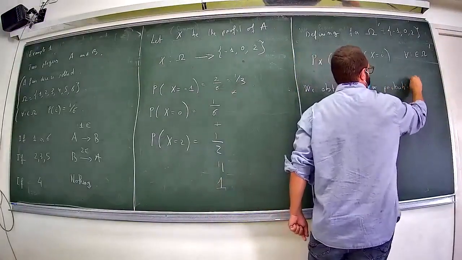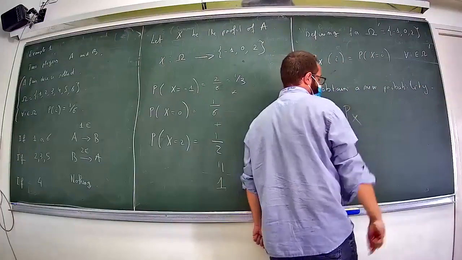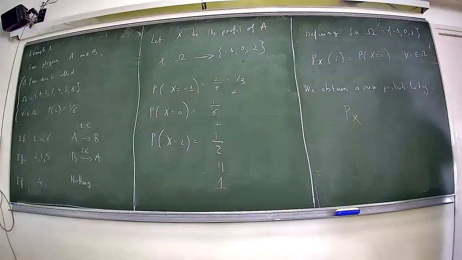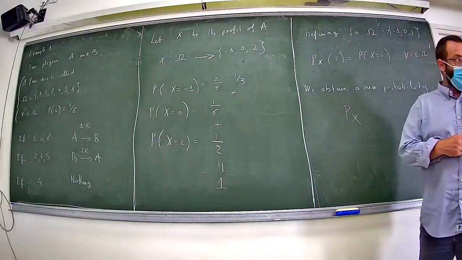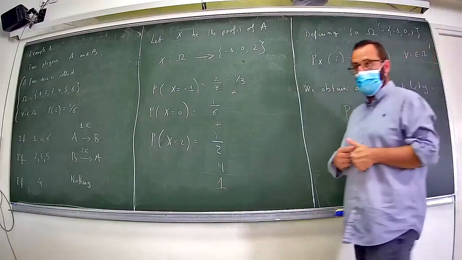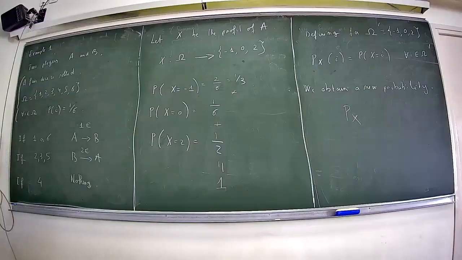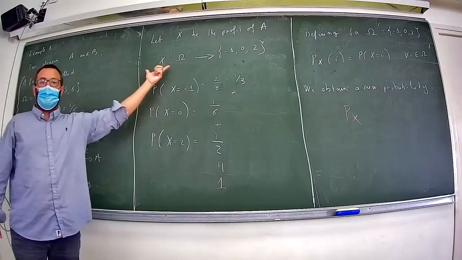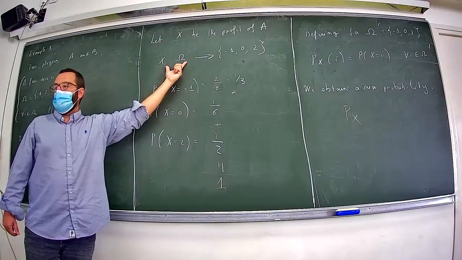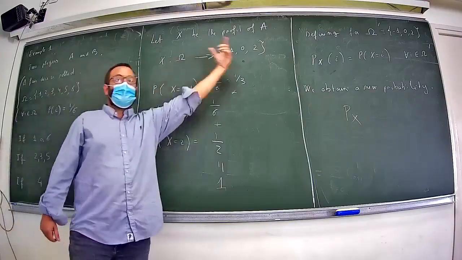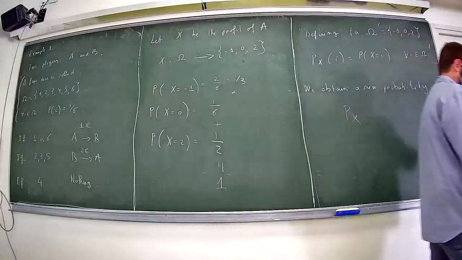That is Px here. I obtain a new probability. So what I have done here is basically I have played a game, something depending on randomness, a random experiment. I have built on this random experiment a mapping, defined on the outcomes of my experiment. It has some particular values that are in this case -1, 0, or 2, okay?